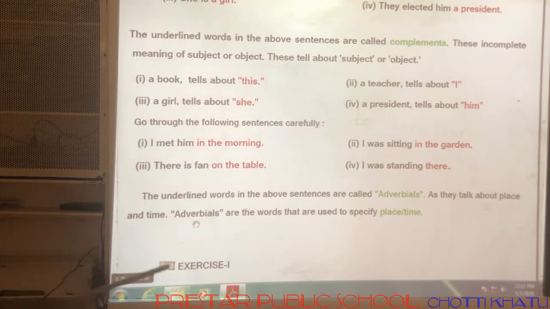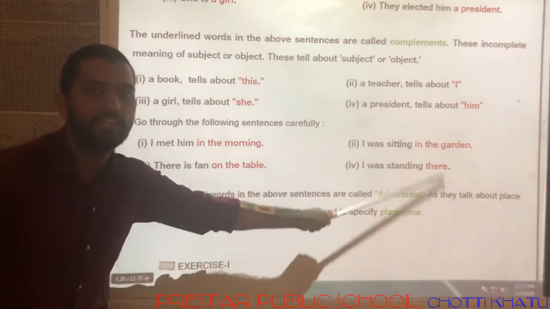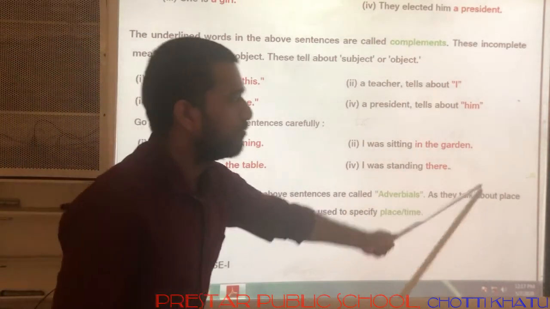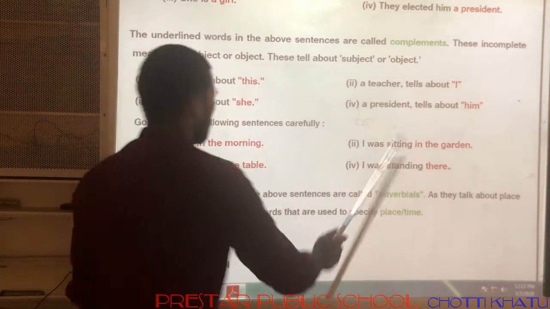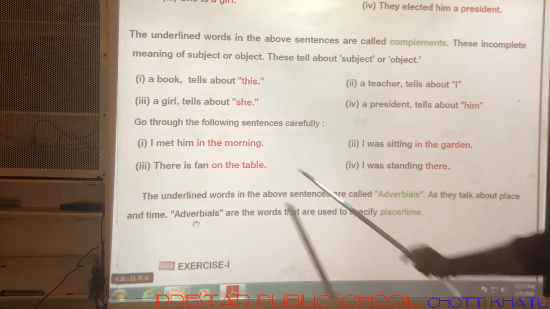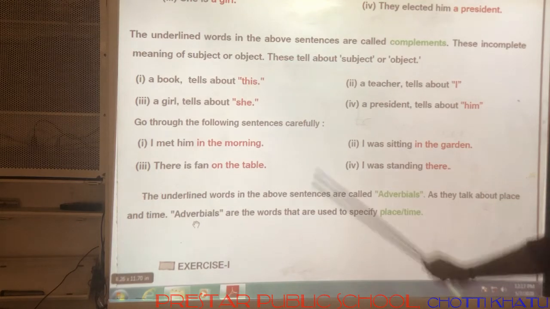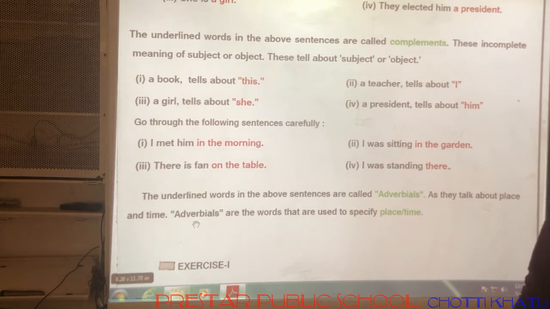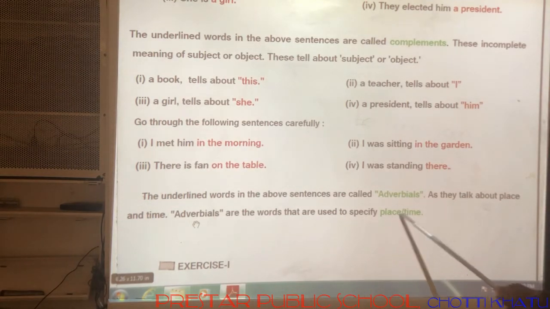Why? Let us see. The underlined words in the above sentences are called adverbials. Underlined words means red color highlighted words. They talk about place and time. Words like in the morning, on the table, in the garden and there talk about either place or time. मतलब place के बारे में या समय के बारे में बताने के लिए ये words use करते हैं. And adverbials are the words that are used to specify place and time.